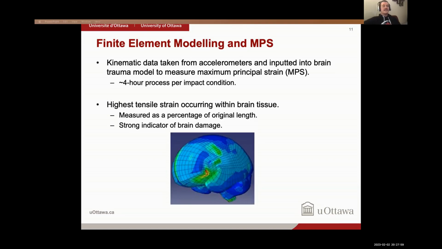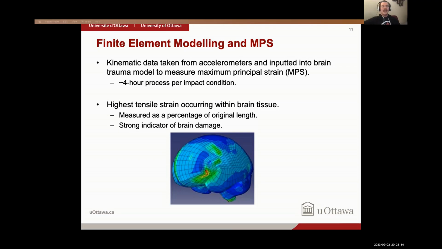And so the third phase of our data collection involves finite element modeling and MPS. The accelerometers in our head form collect kinematic data, which is then put into our finite element model, which is used to determine MPS.